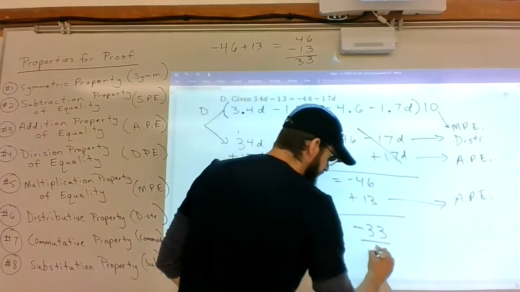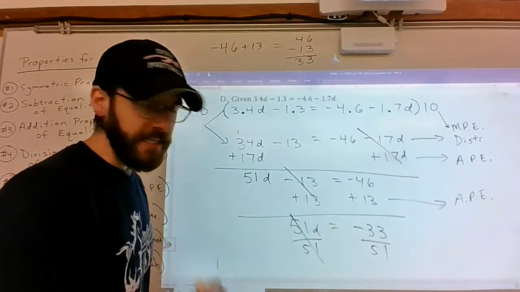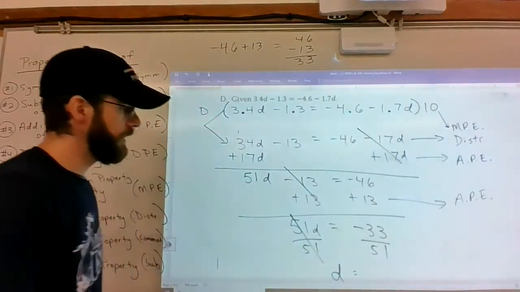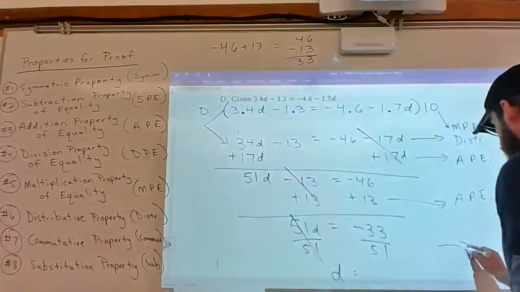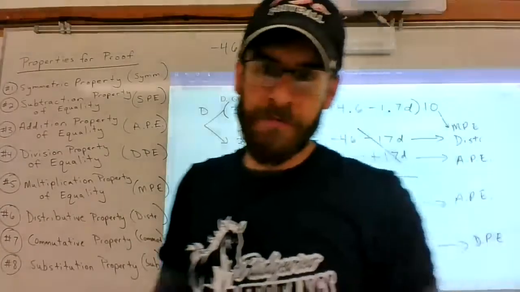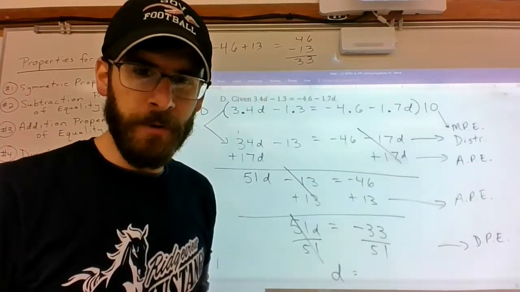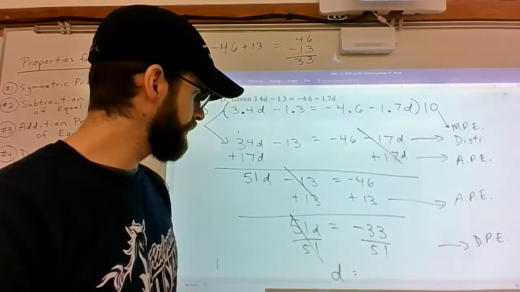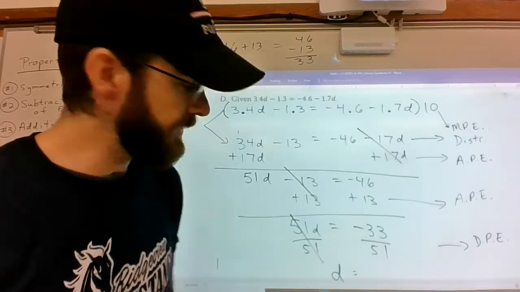Divide by 51, divide by 51. You get 1D. And division property of equality happened here. But I'm looking at 33 over 51, okay? And I'm thinking to myself, I wonder if they both divide something. They're not even, so I can't cut them in half. But 33 sure does divide by 3. I'm curious if 51 does.